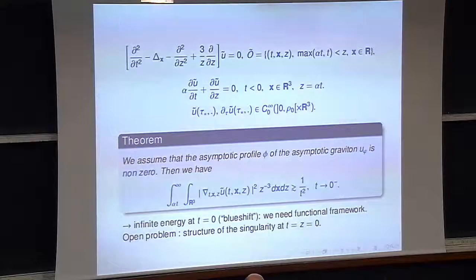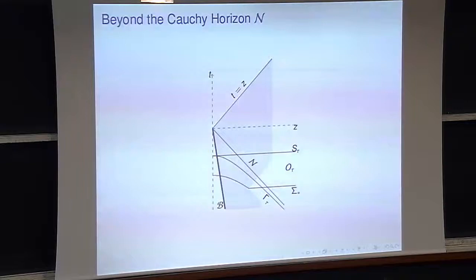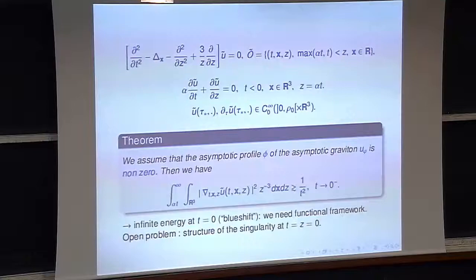Conclusion, to investigate the gravitational fluctuation beyond this second Cauchy horizon, we need a new functional framework. For instance, we could use the previous functional framework of the first part of my talk. Open problem, a difficult and interesting problem. What's exactly the structure of the singularity at t equals z equals zero? And finally, what's exactly the structure of the singularity on the second Cauchy horizon?